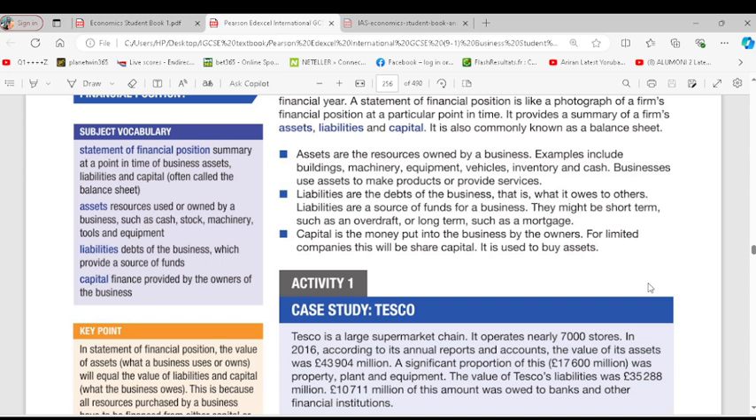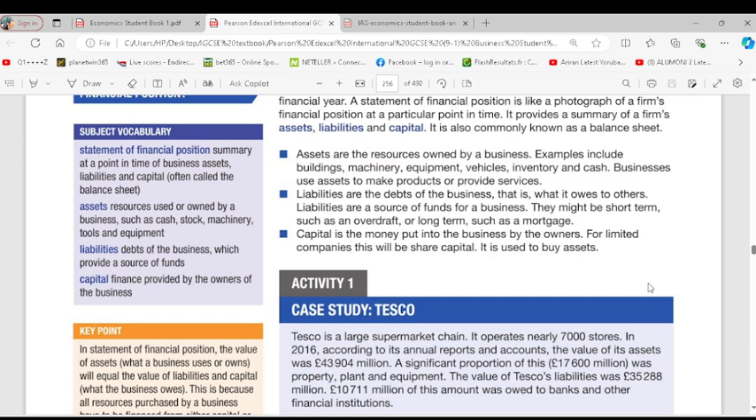Clear. The liabilities. Liabilities are the debts of the business. That is what it owes to others. So liabilities are debts to the third party, things you are owing the third party. That means resources that do not belong to the business. These are what liabilities are. Clear. Examples are short term, such as an overdraft, and long term, such as a mortgage. We talked about overdraft before. An overdraft is a credit facility that allows a bank customer to withdraw more than its available balance, right? So these are part of liabilities.